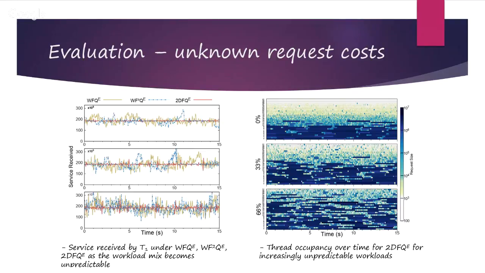And the right picture shows how the two-dimensional fair queuing initially partitions requests accurately according to the cost, but as more unpredictable tenants are added, the partitioning becomes more coarse-grained.